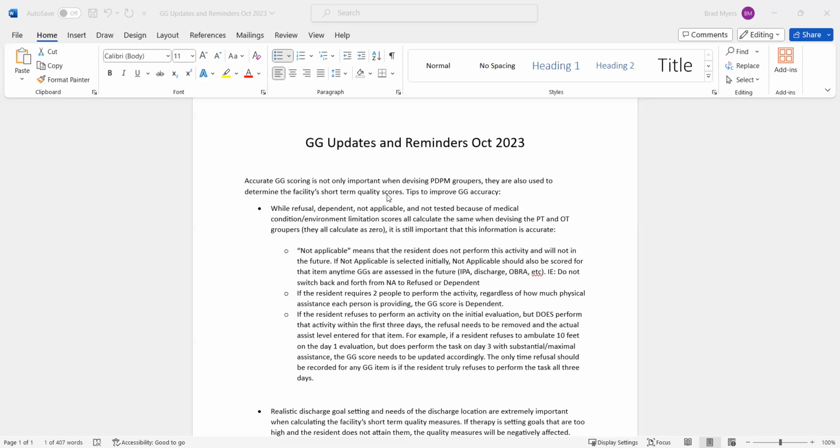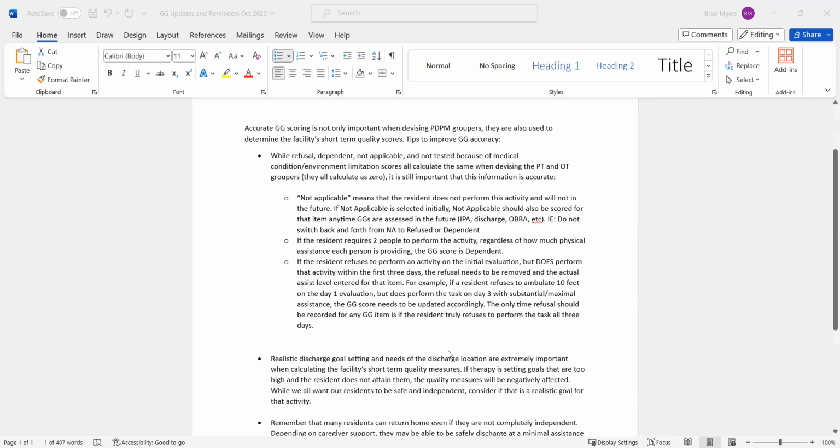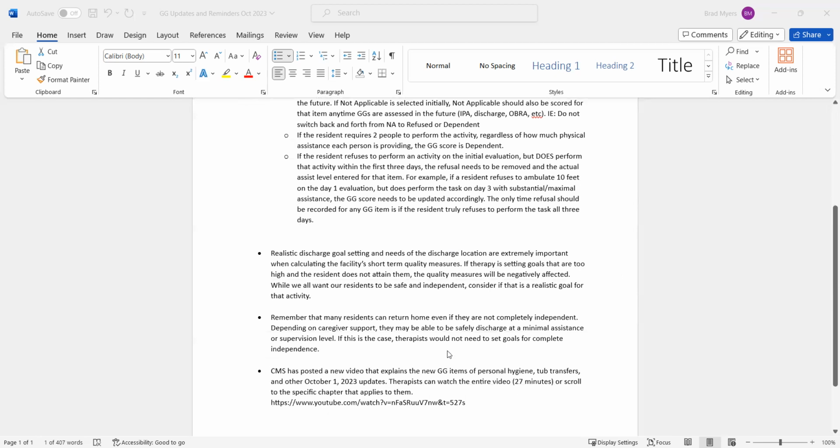whatever. You wouldn't necessarily change the refusal on the evaluation because that is an accurate representation of what they did on day 1. But the GG scores in the GG tab need to be changed from refusal to reflect how much assistance that person actually required. So that's the admission GG scoring. I want to talk about discharge goal setting.